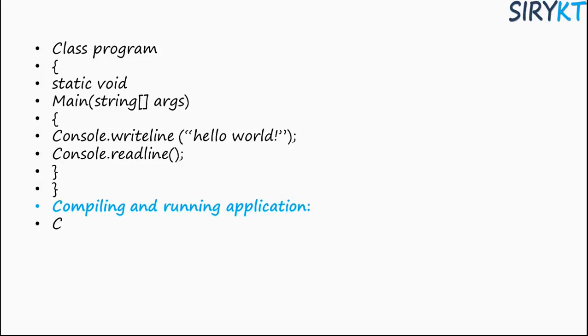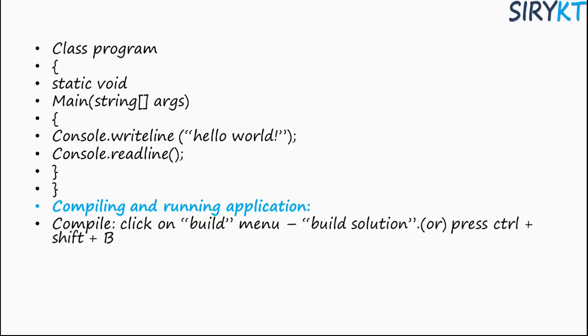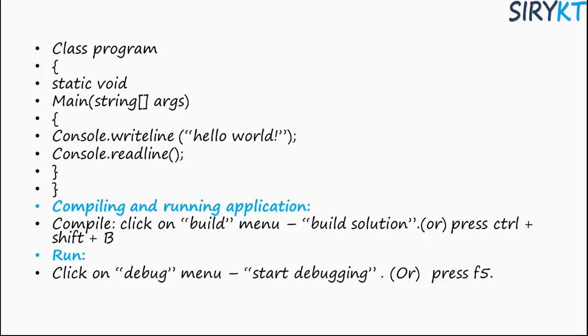For compiling and running an application, to compile, click on the Build menu and Build Solution, or press Ctrl plus Shift plus B. Then we can build and run. To run the execution, you can simply press F5 or go to the Debug menu and then Start Debugging.